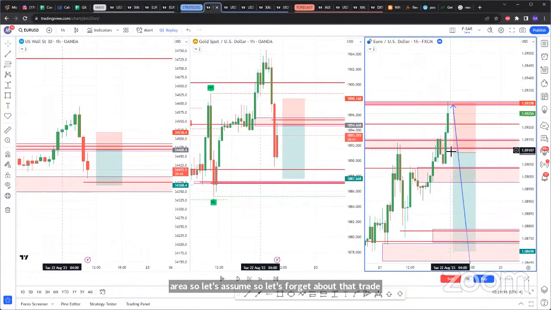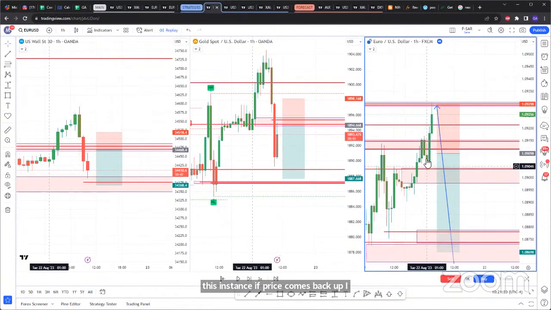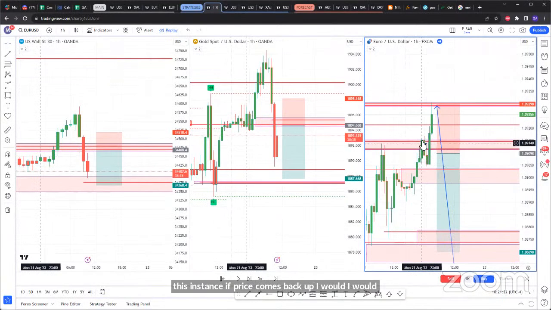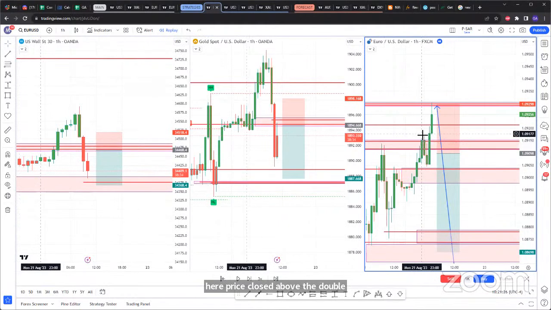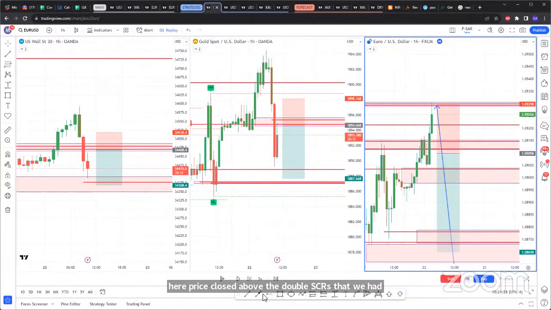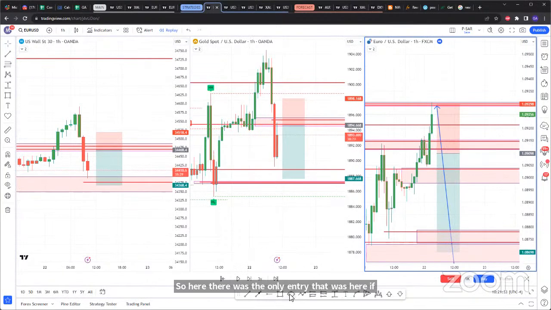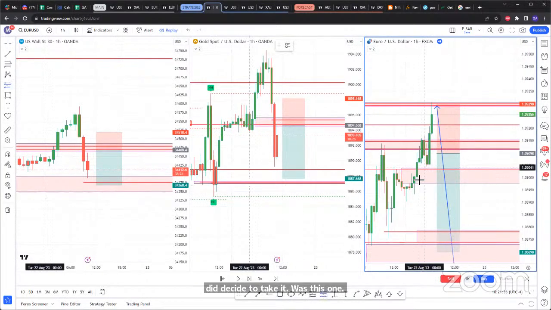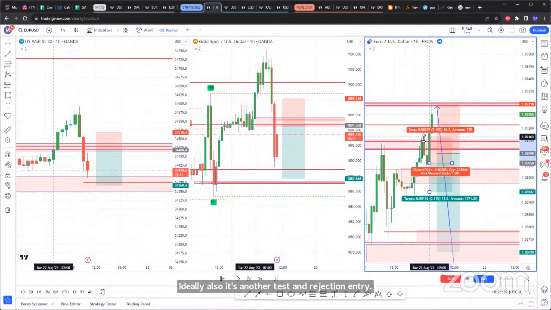Now, in this instance, if price comes back up, I would have had to take some decisions right here. So you saw here, price closed above the double SARs that we had traded for sells. So the only entry here, if you did decide to take it, was this one. Ideally also, it's another test and rejection entry right there. And you do your stop loss above your SAR.